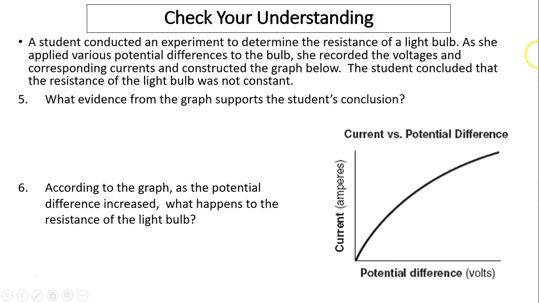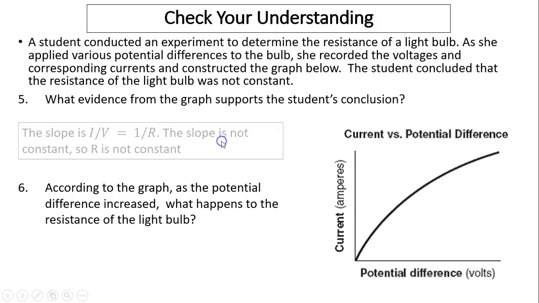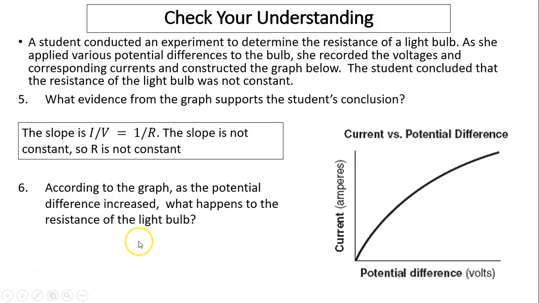So we talked about in voltage, potential difference versus current, the slope is resistance. So this is a non-ohmic material because slope is not constant. Next one, according to the graph, as the potential difference increased, what happens to the resistance of the light bulb?